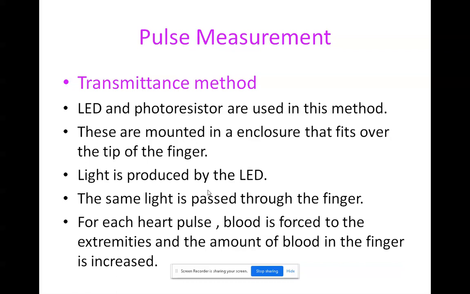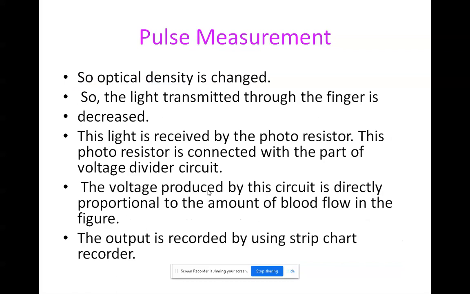Okay, so the blood forced into the finger will increase while you are applying the LED light on the finger. Okay, so the optical density will be changed. Due to the pressure in the blood, the optical density will be changed. So the light transmitted through the finger is decreased. After the optical density increases, the intensity of the light will decrease. Okay, which light? LED light. So this light is received by the photoresistor. So here the LED acts as the transmitter, and the receiver will be the photoresistor.